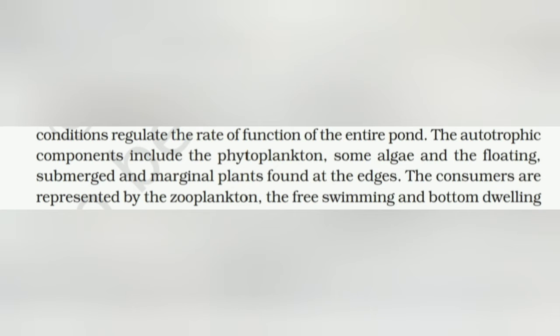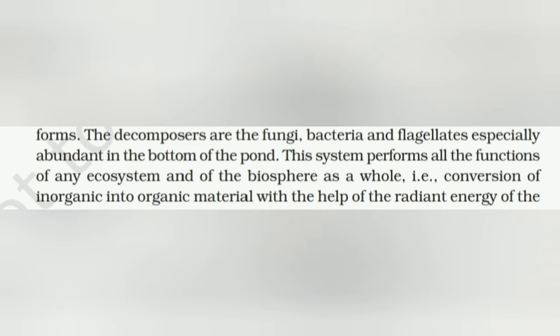So the autotrophic components include phytoplankton. Phyto means plants, plankton means those that float on the surface of the water. So phytoplankton are the organisms that float on the surface of the water. Some algae and the floating, submerged and marginal plants. Submerged means those that are half in water and half outside. Marginal plants means those that grow at the border. They are found at edges. The consumers are represented by zooplankton, free-swimming and bottom-dwelling forms. The decomposers are fungi, bacteria, flagellates, especially abundant at the bottom of the pond.